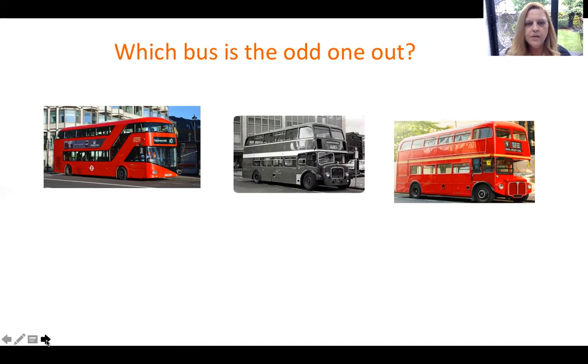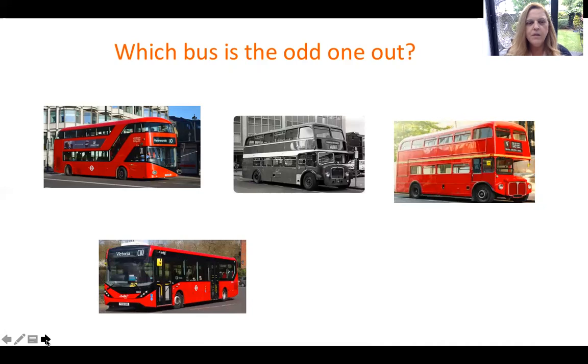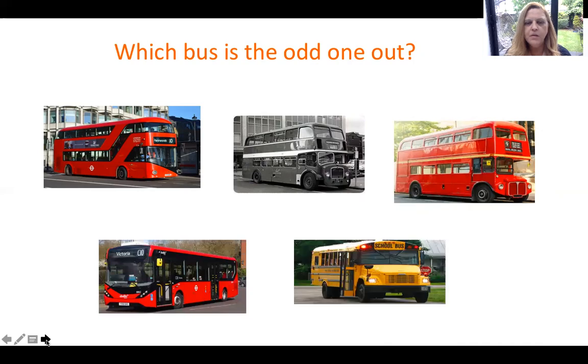And a bus that goes to Victoria in London, but that doesn't have an upstairs, that's only got a downstairs. That's not a double decker. And a yellow school bus. Which one do you think doesn't belong?